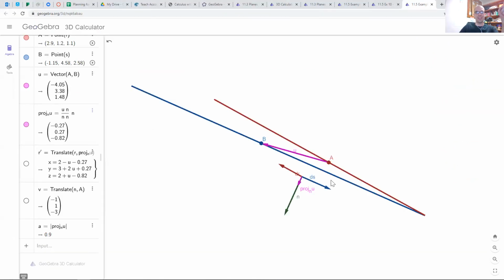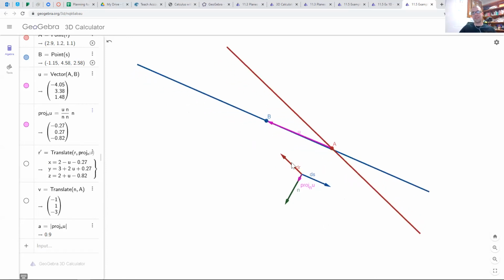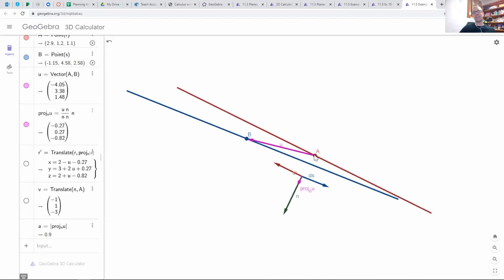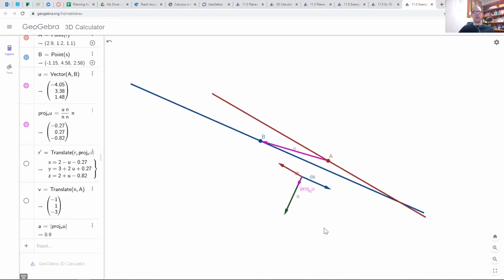So again, in summary, two direction vectors of the lines, cross product, then project any vector that goes between one line and the other onto the normal vector to get this, and that's the distance. Cool.